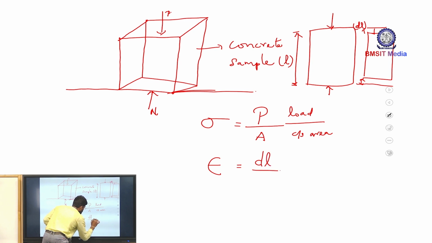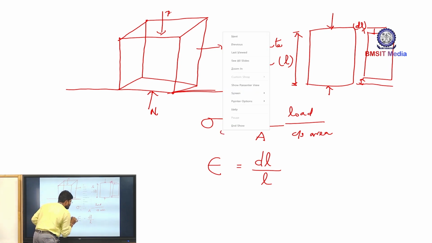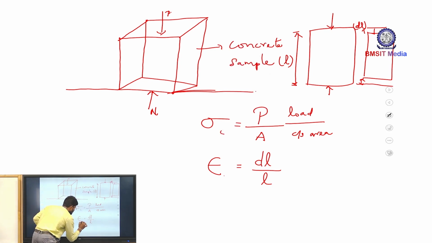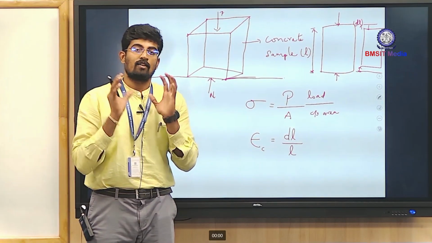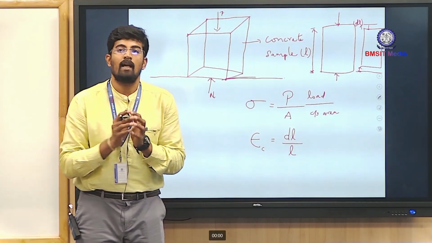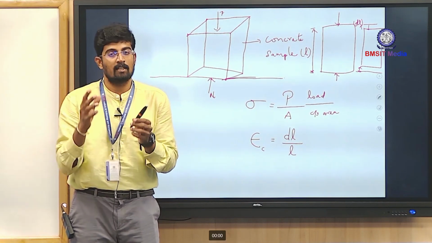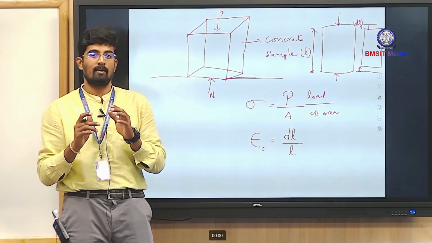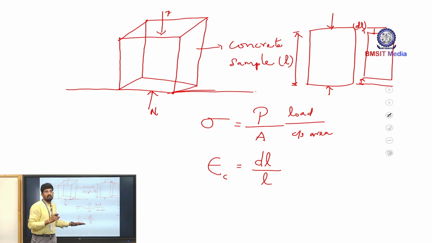Change in length by its original length. Since it is compression, we give it the letter C. It has undergone compressive stress, and the respective strain, how much deformation it has undergone, is nothing but your compressive strain.